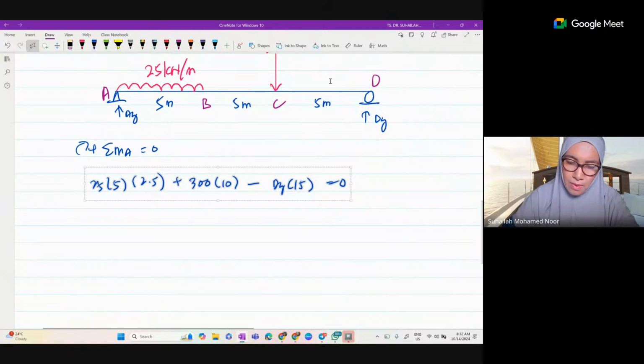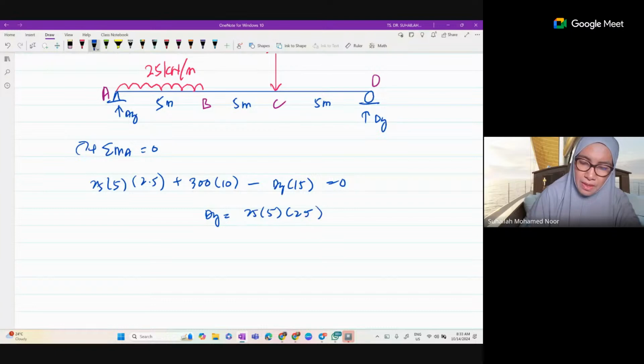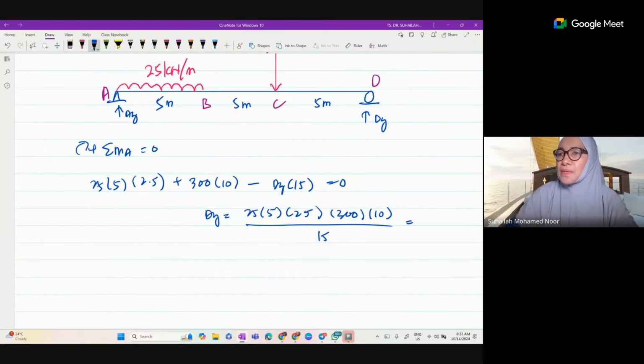Okay, sebab dia tak detect my tulisan. Okay, so please calculate the answer for this dy. So calculate dy: dy is 25 times 5 times 2.5 times 300 times 10 times 10, we divide by 15. So what is the answer? Please calculate. What is the answer for this one?